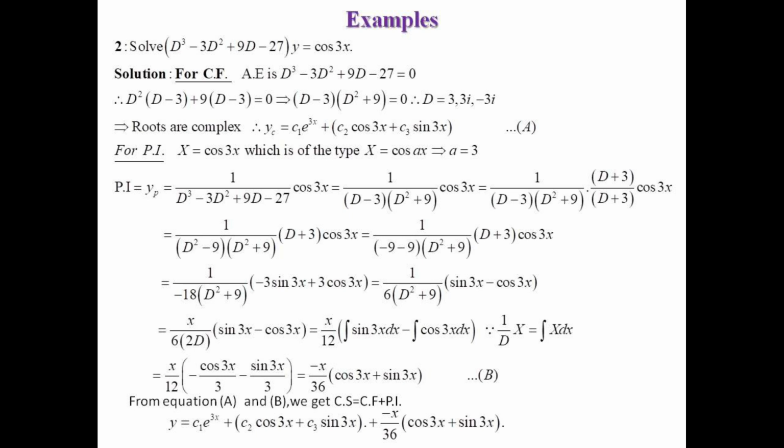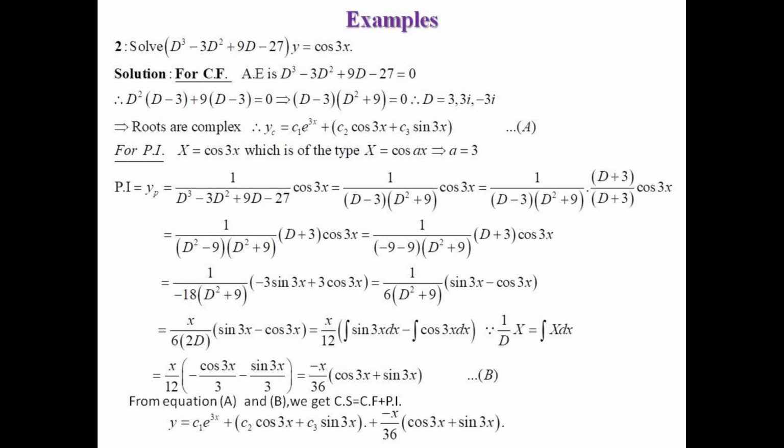Now according to the formula, replace D square by minus a square. If we apply type number 2, then in the first bracket we can replace D square by minus 9, so the answer is minus 9 minus 9, which is non-zero, that means minus 18. But if we try to replace D square by minus 9 in the second bracket, that means replace D square by 3 square with minus sign, then in the second bracket we get the answer 0. So to avoid the denominator being 0, keep the second bracket as it is.